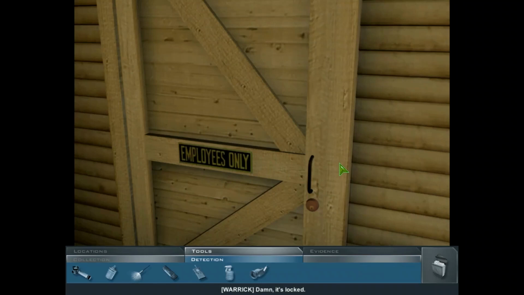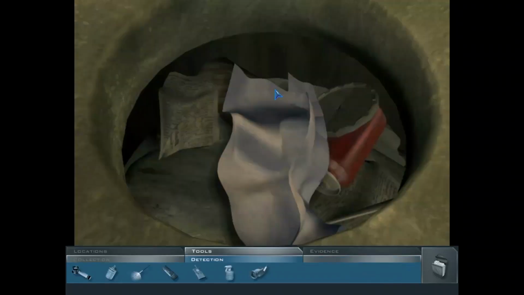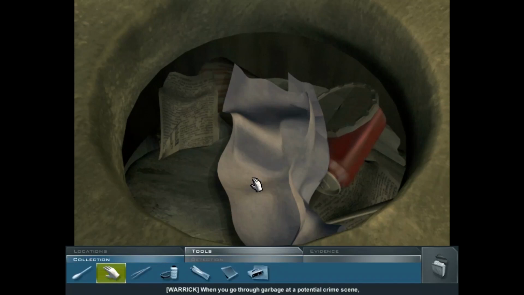Damn, it's locked. When you go through garbage at a potential crime scene, you sometimes find treasure, sometimes trash. There's no way to tell at this point which one it is, but let's look for trace evidence before we collect it anyway.